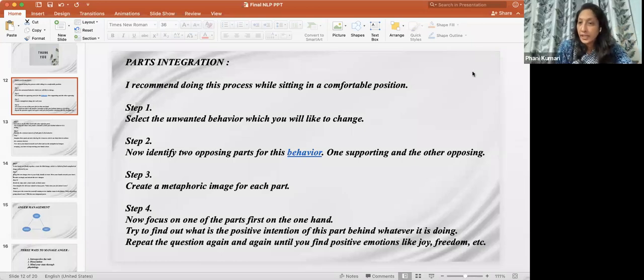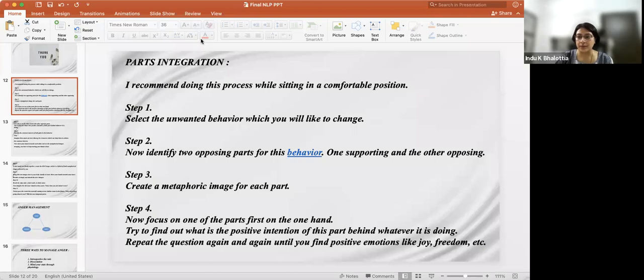So for everybody, is it clear what the parts are and why we use this parts integration? Okay, come on, chat with me. No need to talk, just text me in the chat box. Are you able to take the decisions at the right time? Yes, ma'am, I'm ready now. You're ready. All right.